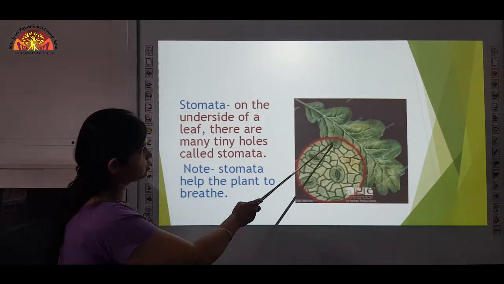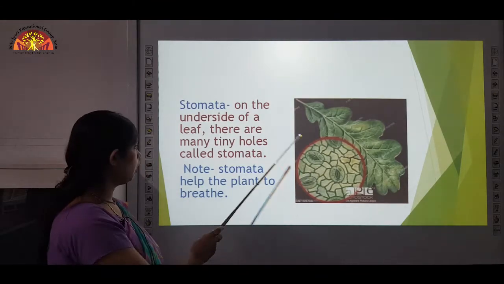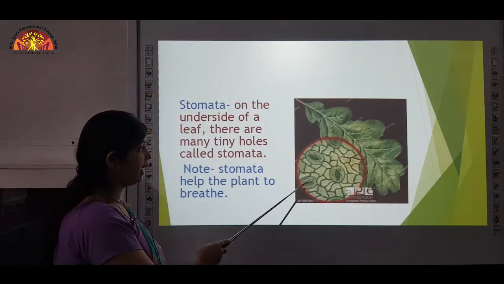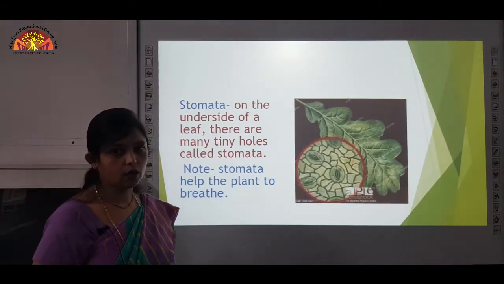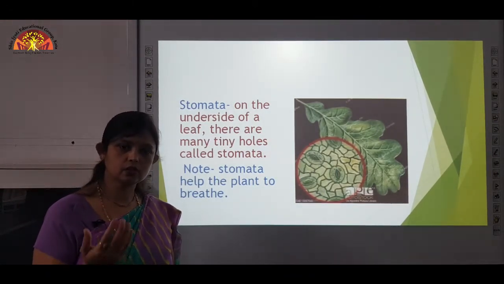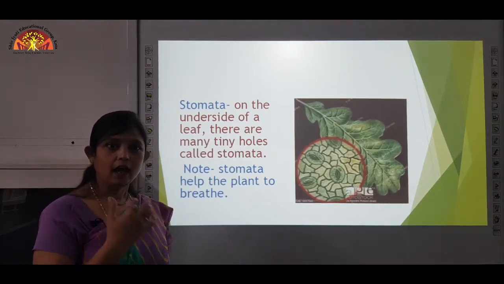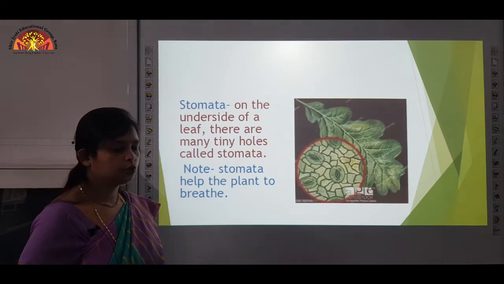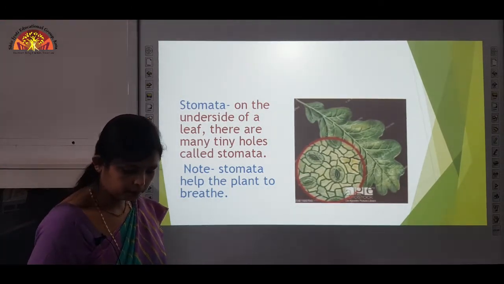These are the pores or the holes which are present on the leaves. Now these holes help the plant to breathe. Just like we breathe, we take in oxygen and give out carbon dioxide, the same way plants also breathe, and they take the gases in and release the gases out through these small pores which are called stomata.